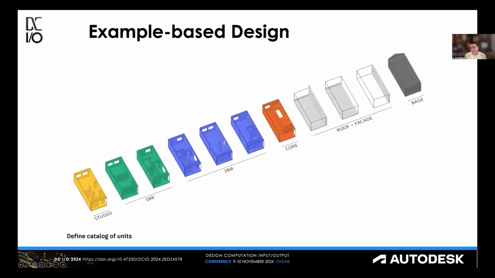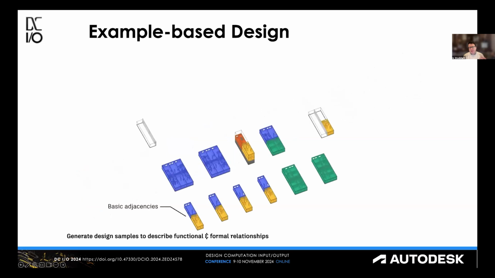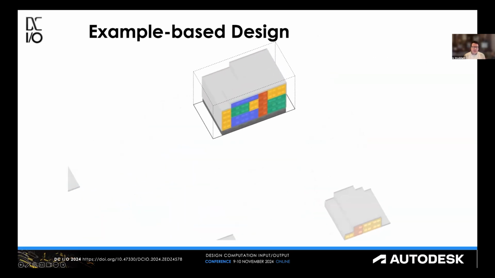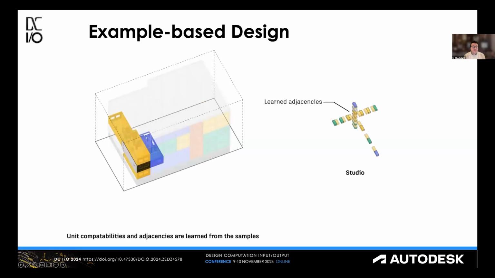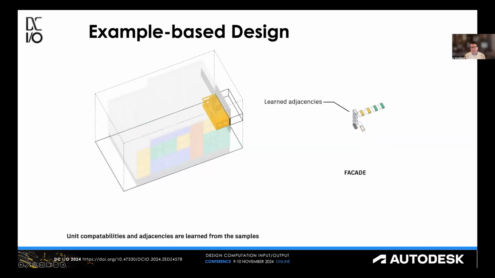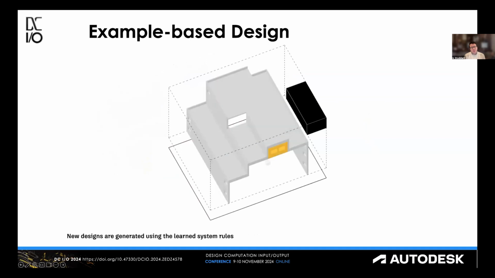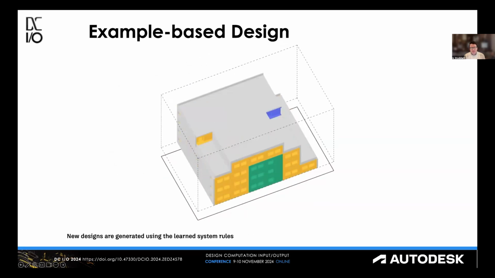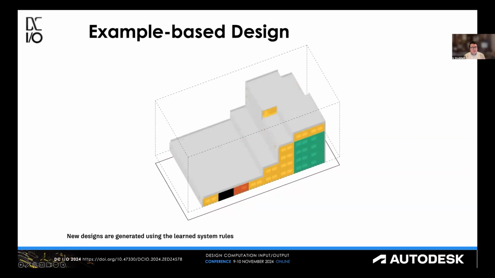So we call this idea example-based design, where the designer only has to provide a catalog of design elements and create some examples on how those should fit together, either functionally or formally. And then the rest is handled by automation. So this means the system digests all these examples, it extracts the inherent rules, and generates new combinations based on those learned constraints to create a diverse set of design permutations.